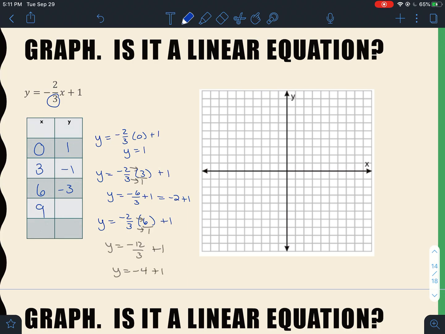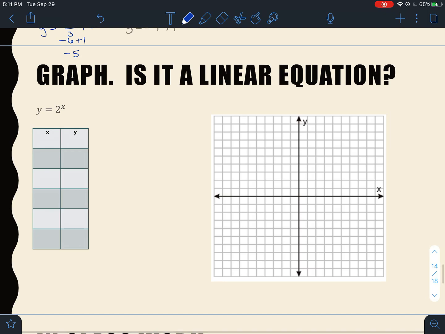Let's try 9. That's another factor of 3, so it'll cancel nicely with the denominator. So -2/3 times 9 plus 1. That would be -18/3 plus 1. So -6 plus 1. So that's going to be -5. So let's see if we graph this. Is it linear? So (0, 1), (3, -1), (6, -3), and then (9, -5). Well, all of those are on a straight line. So yeah, that's a linear function because it forms a line.